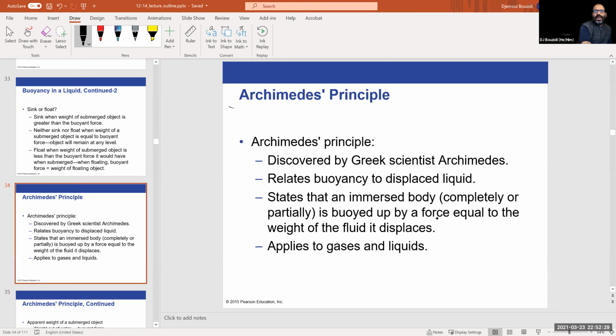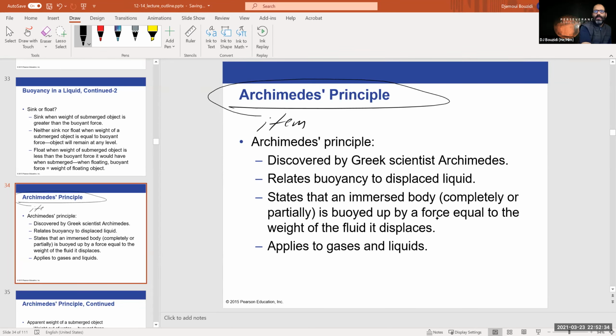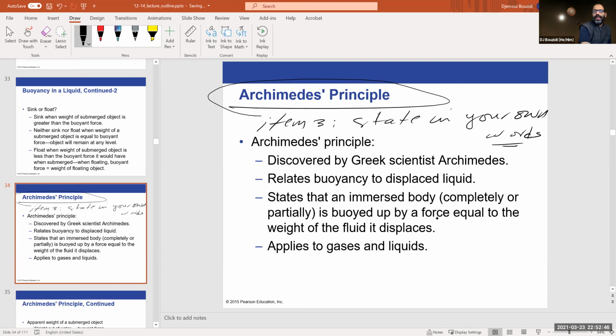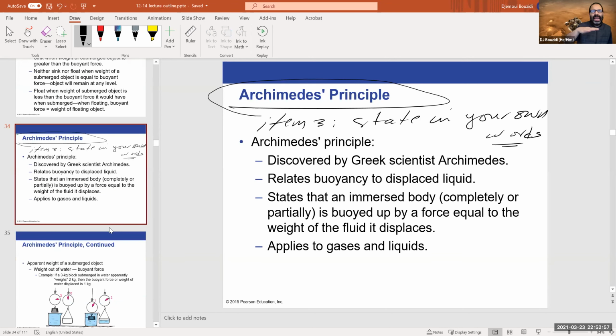Okay, so you guys in this class, you really need to remember this principle, and that is item 3. Is to state it in your own words. State Archimedes' principle in your own words, okay? It's on slide number 34, okay? And this is true whether it's a gas or a liquid, okay? For both of them, a lot of this discussion is the same, okay? So we're not going to be repeating it in the case of gases, okay? Because it's the same thing.